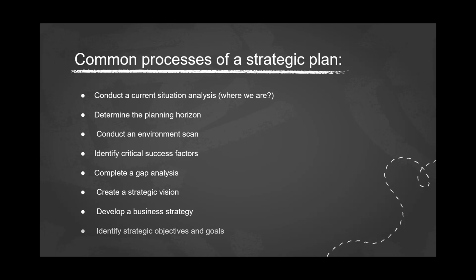Last process is about the identification of strategic objectives and goals. Goal is a broad primary outcome, and objective is a measurable step you take to achieve a goal. So these are the processes of strategic planning.